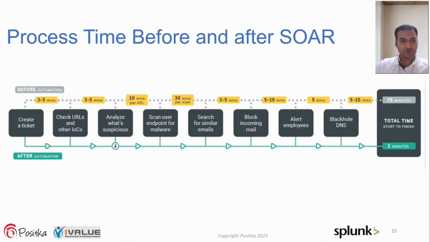If you take a look at the process time, when it is done manually by a human, it typically takes about 75 minutes to create tickets, check the URLs, analyze for suspicion, do scanning activities, search for similar emails and things like that. Actually, in real time, it takes more than that, because there are going to be multiple teams involved, not just the security team. But with an automated platform like SOAR, with all the integrations available, all of these actions can be taken in under 2 minutes. So it saves a lot of time, and by saving a lot of time, we're saving a lot of money.